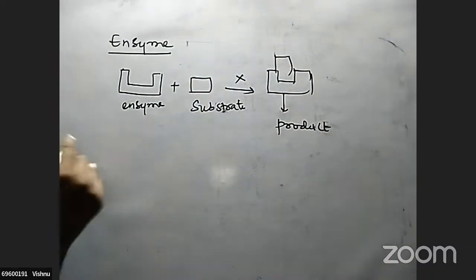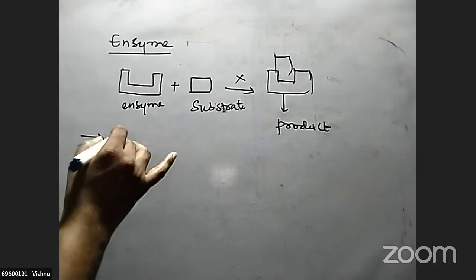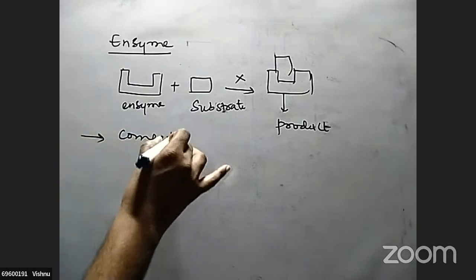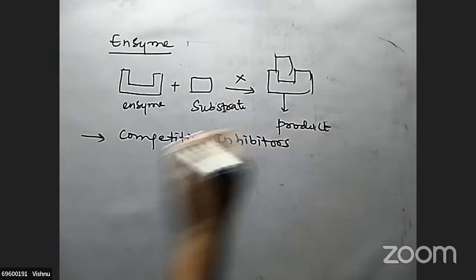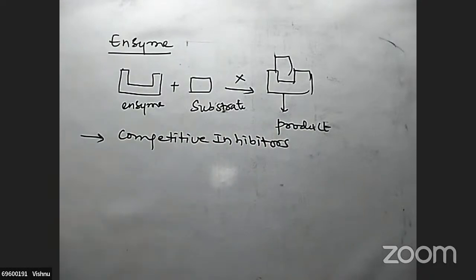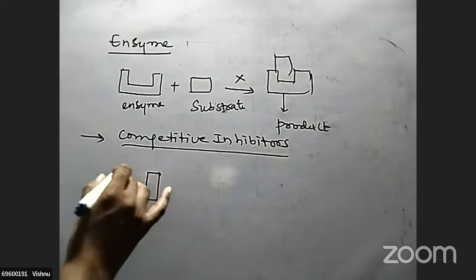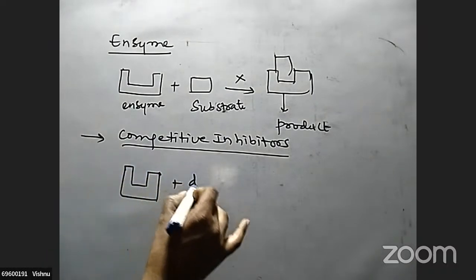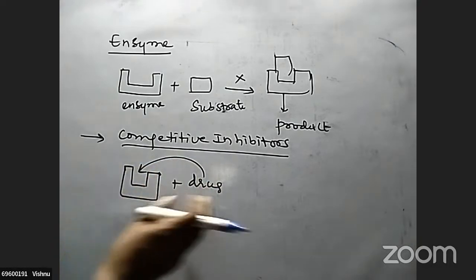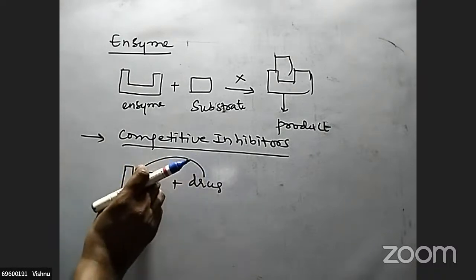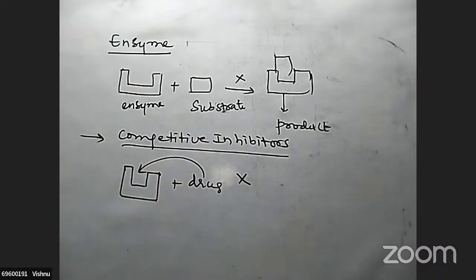Some drugs act on enzymes. Here, first are competitive inhibitors, and also non-competitive inhibitors. What is the meaning of competitive inhibitors? At the active site of the enzyme, compared to the substrate, the drug interacts more rapidly. So the active site is occupied by the drug, and the reaction with the substrate is prevented. These are called competitive inhibitors.